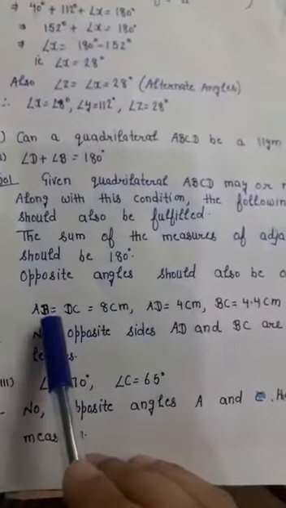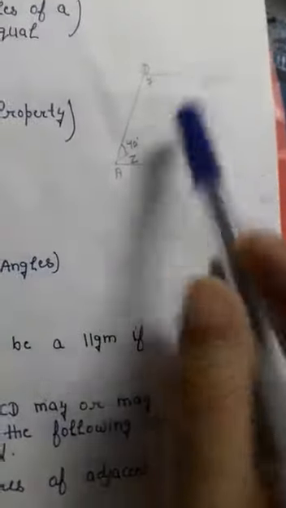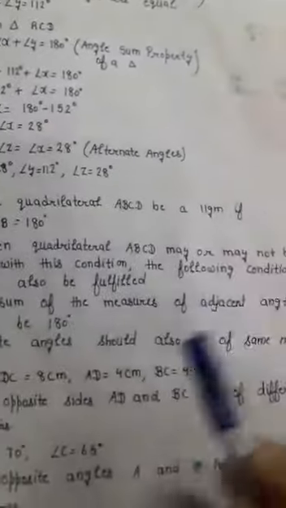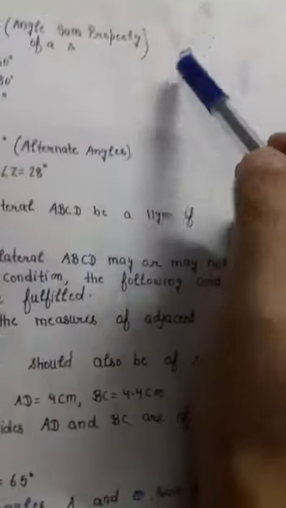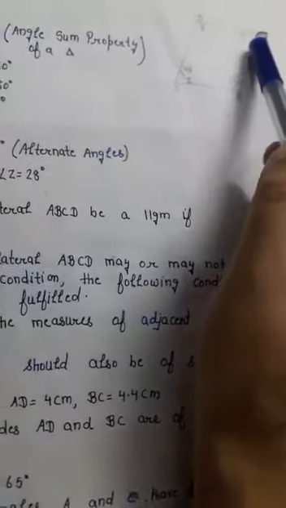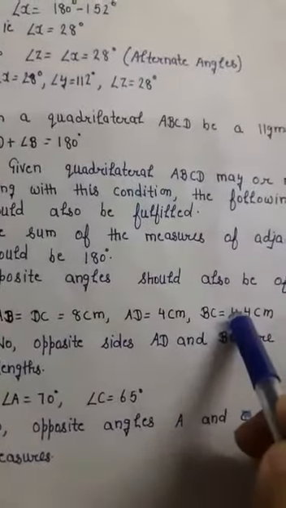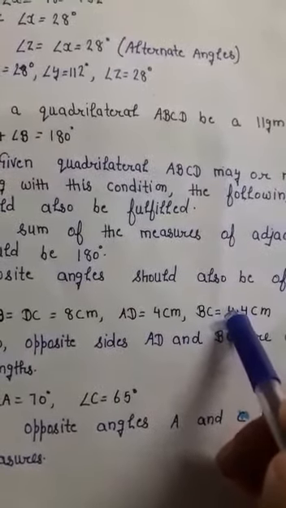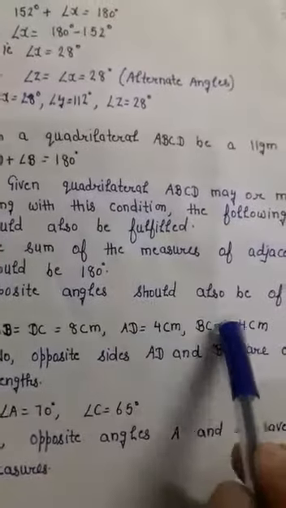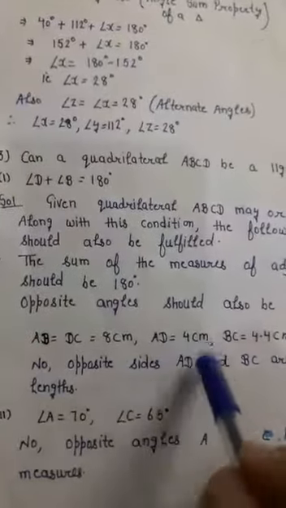In the second part, we are given that AB equals to DC equals to 8 centimeter. For example, if I will take this, AB and DC, the length of these two sides are given to us 8 centimeter, and AD, this length is given to you 4 centimeter, and then this BC is given to us 4.4 centimeter. We cannot say that it's a parallelogram since in a parallelogram opposite sides are of equal length. The length of these two sides, that is AD and BC, are not same, so therefore the given quadrilateral is not a parallelogram.